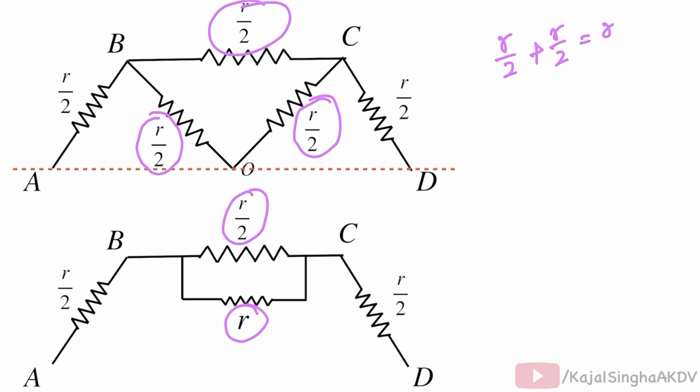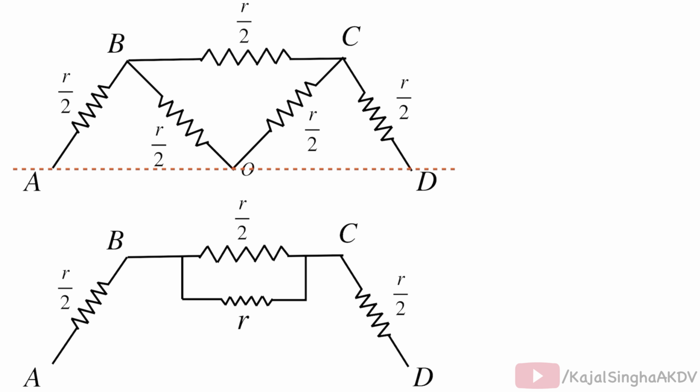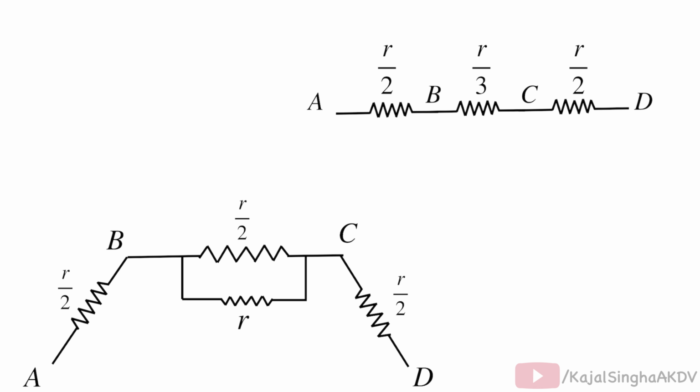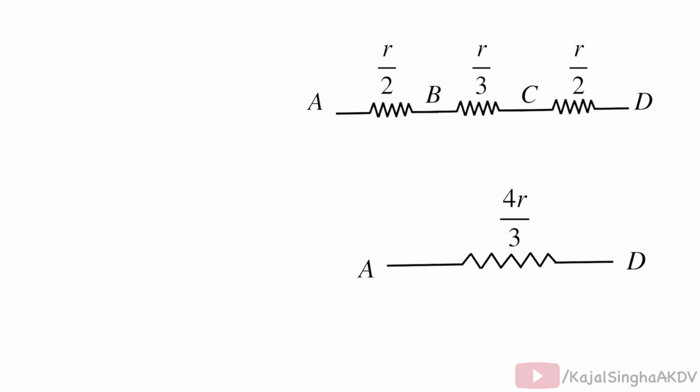Now these two resistors are in parallel combination, so their effective resistance will be R by 3, and this circuit becomes a series combination of three resistors having value R by 2, R by 3 and R by 2. So their effective resistance between point A and D will be R by 2 plus R by 3 plus R by 2, which is equal to 4R by 3.